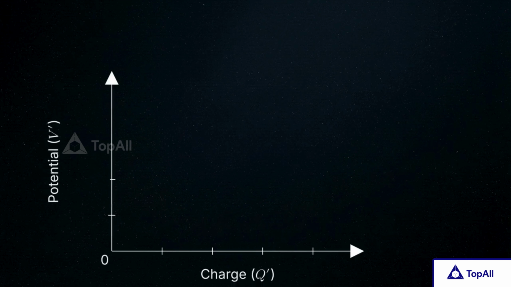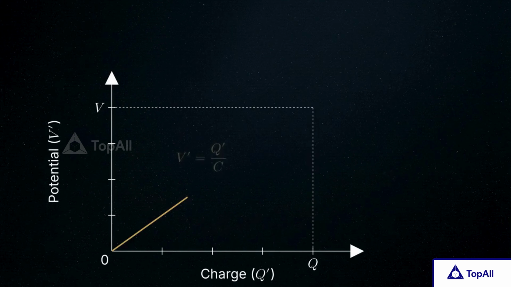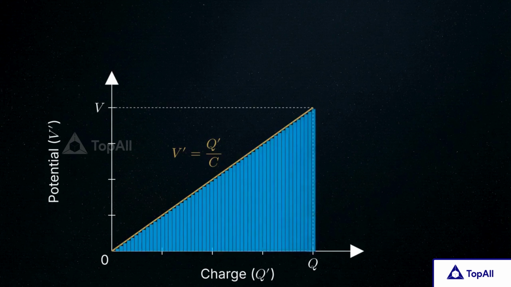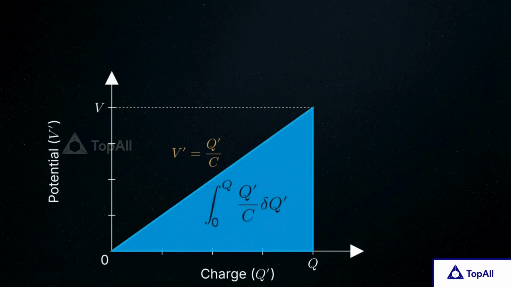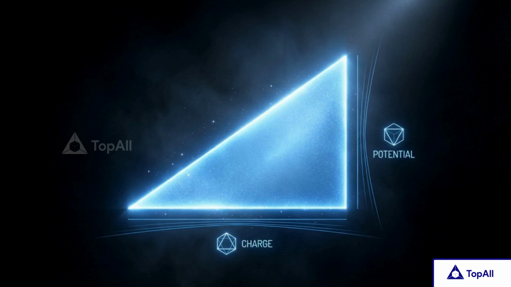We visualize this accumulation using integration, plotting rising charge against rising potential. The total work done is the area of the triangle under this line. Integrating to our final charge Q stacks these tiny bits of work into one value. This area provides our first formula for stored energy, U equals Q squared divided by 2C.